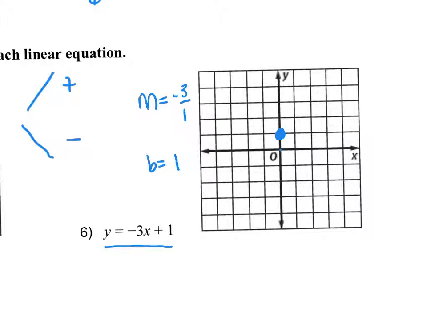Then you're going to go up. This is a negative also, so it's still going to be a negative slope. So we're going to go up 3 and run 1. We can go down 3 and run 1. Either way works, okay? And there's my graph. It's not terrible if you just remember which is your M, which is your B.